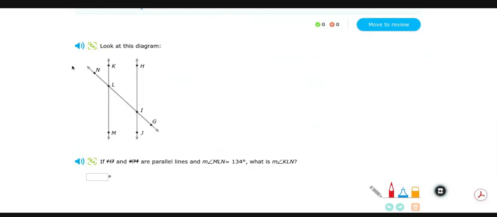Again, another set of parallel lines. They give me information about angle MLN, and they want to know about KLN. Now, these are not one of the 4 types of angle relationships, but I do recognize that this is a linear pair. We know those add to be 180 degrees. So we can get out our calculator or do a little mental math. 180 minus the angle we know of 134. We have 46 degrees for that missing angle.